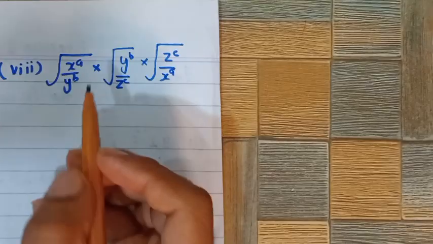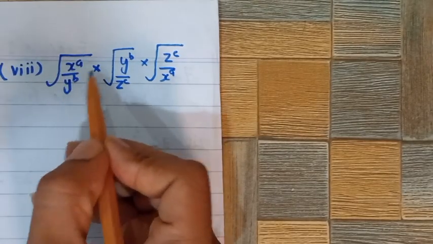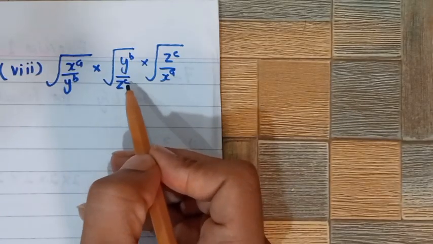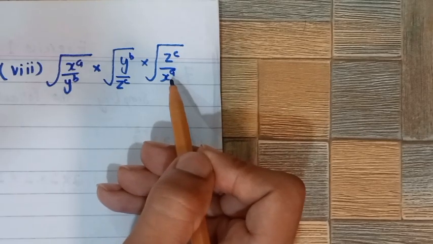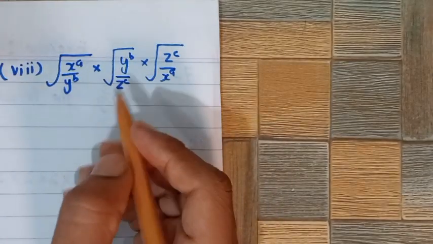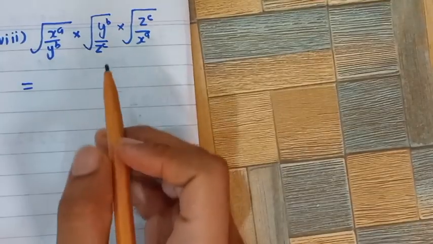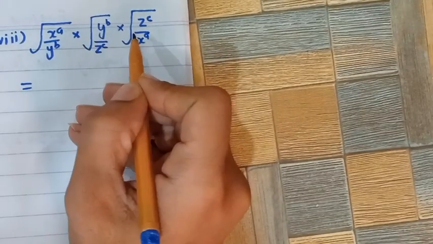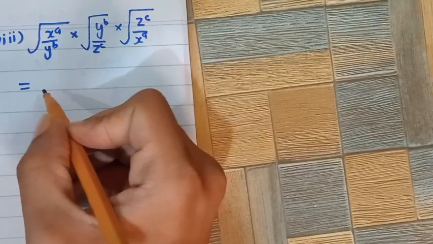So another question is: under root x power a over y power b, multiply under root y power b over z power c, multiply z power c over x power a. I am supposed to multiply these according to the law of indices. We will multiply these terms and bring it in one under root, according to the law of indices.